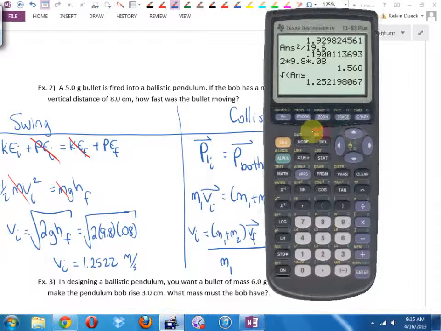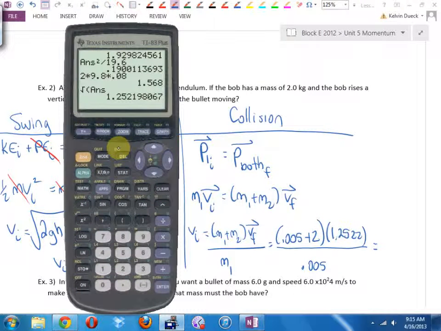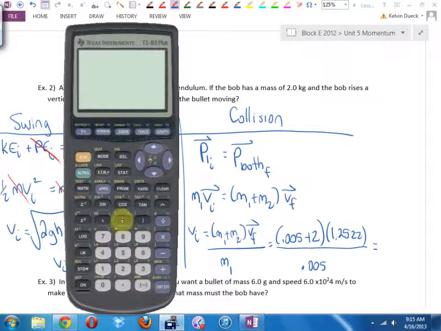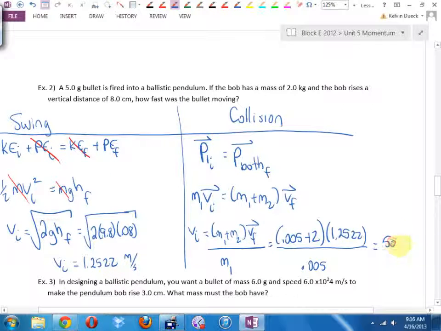So if you were an RCMP officer 100 years ago, you could have calculated the muzzle velocity. I feel the same way. Oh. 0.005 plus 2 times my answer that's still stored in my calculator, divided by 0.005. 502 meters per second. Yeah, it seems okay as a legitimate answer. Bullets go fast.